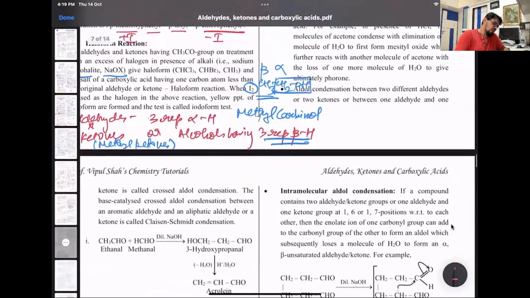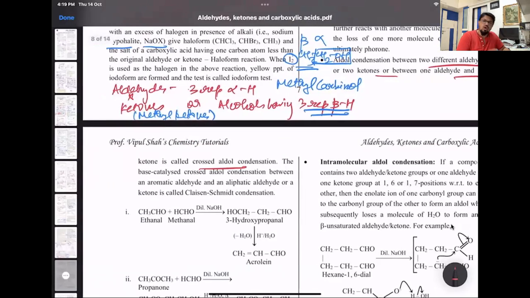All right. Aldol taking place between two different aldehydes or two ketones, or between an aldehyde and a ketone, is called cross aldol reaction. Then the base catalyzed cross aldol between an aromatic aldehyde and an aliphatic aldehyde has one more name. It's called Claisen-Schmidt condensation. So keep in mind, this one line you need to write down. What is Claisen-Schmidt condensation? Reaction between an aromatic aldehyde and what we call an aliphatic aldehyde. That way. So look at that.